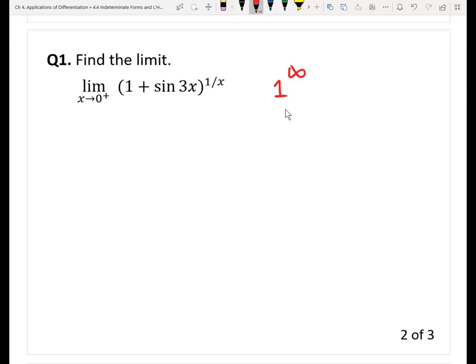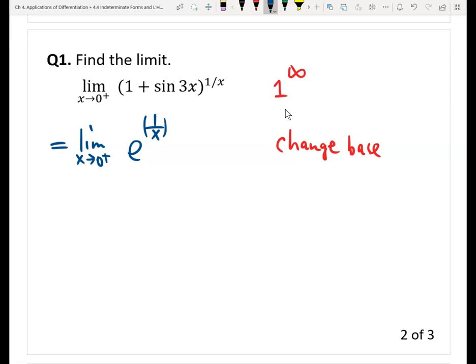Now, what do we do? Change base, right? The big idea is change base. So we are going to change base and see what we get. Suppose the base is 0, we change it to e, so this is the easiest. And then the power goes to 1 over x, if you remember. And then take ln and the parentheses.